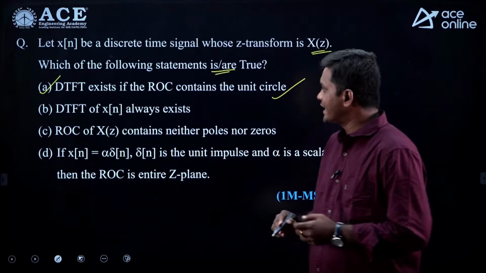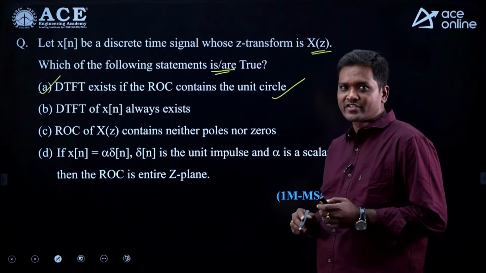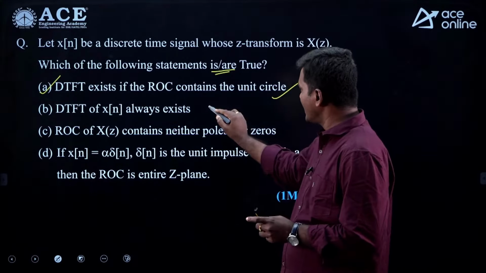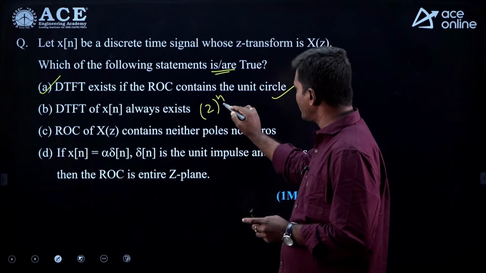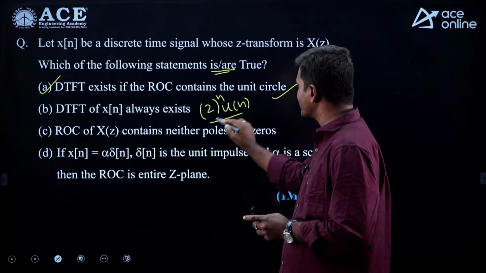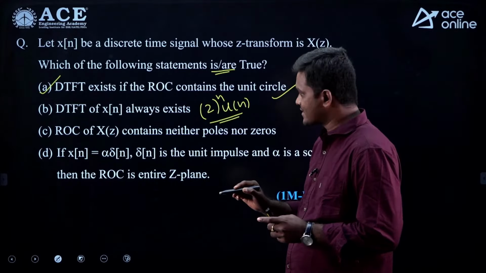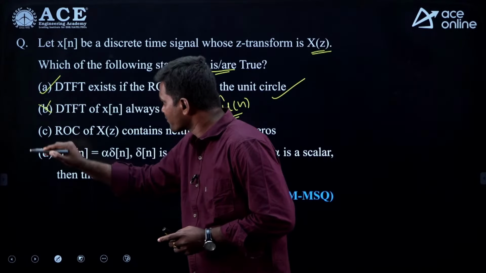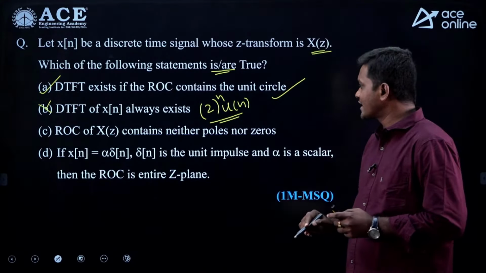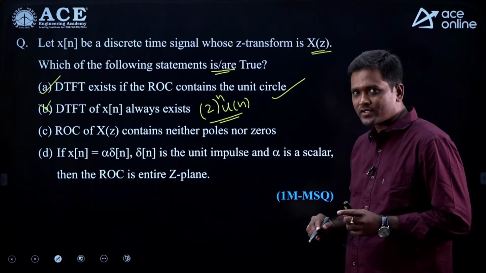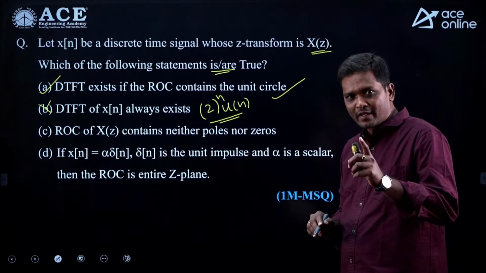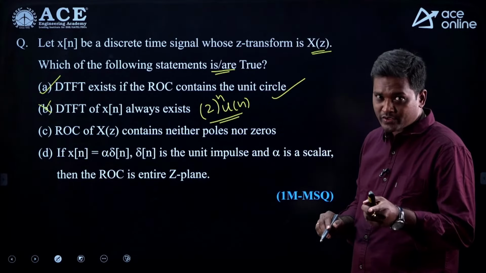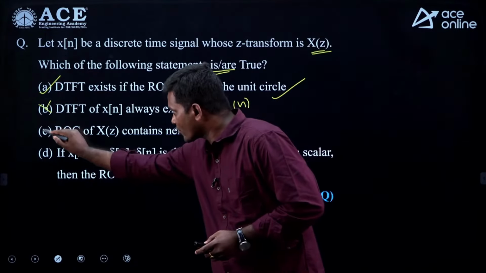See the second option: DTFT of x of n always exists. No, it does not always exist. Let us take one example, 2 power n u of n. DTFT does not exist for this signal. So, this statement is false. See, ROC of X of z contains neither poles nor zeros. ROC doesn't contain poles, it may contain zeros. So this is also wrong.